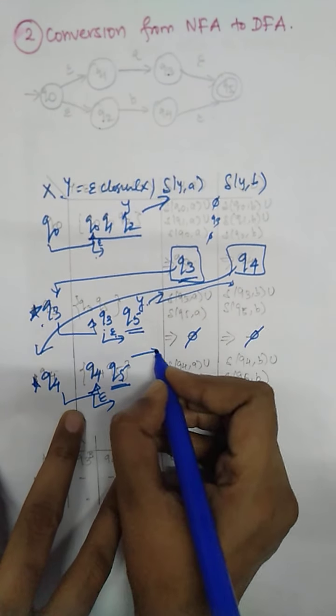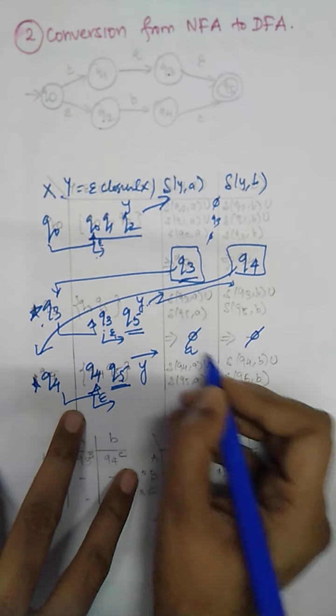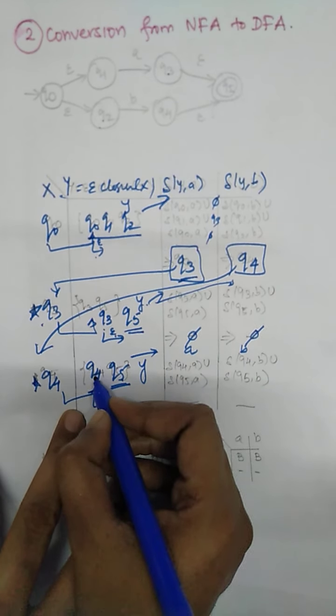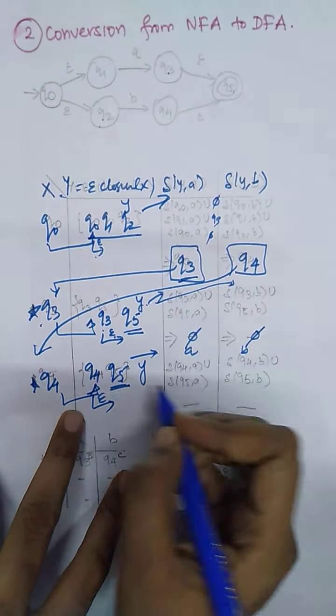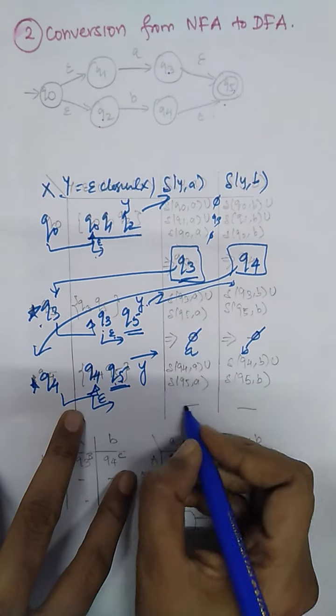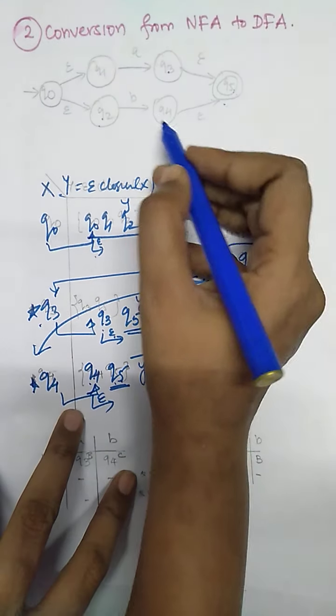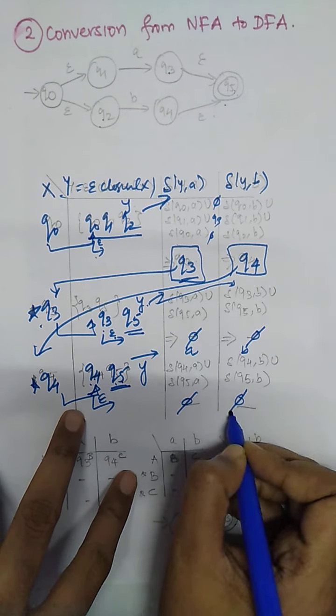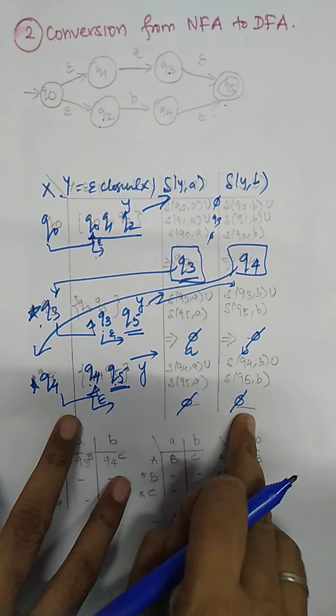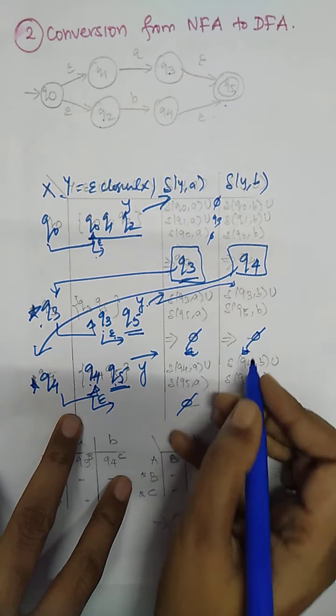Now what's next? This will become y on A and y on B. So Q4 on A, where is it going? Nothing. Q5 on A, where is it going? Nothing. So the answer will be none. Q4 on B, nothing. Q5 on B, nothing. So the answer will be none. Is any other new state generated here? No other state is generated. So this is the end of creating your table.